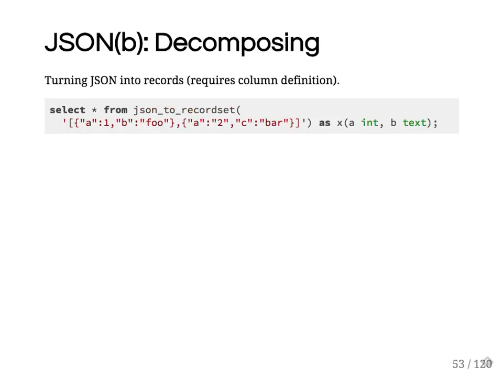You can decompose JSON into records. So here we're taking JSON to record set. I guess that should be JSONB, and we're decomposing, I guess here it doesn't matter because it's just a string. We're decomposing that into sort of a virtual table. Postgres, or SQL, is a strongly typed language, so you need to actually provide column definitions, or it won't work.